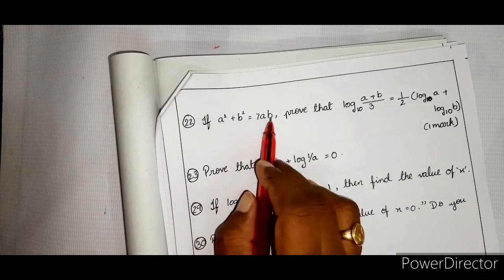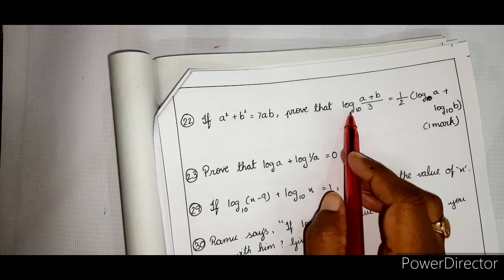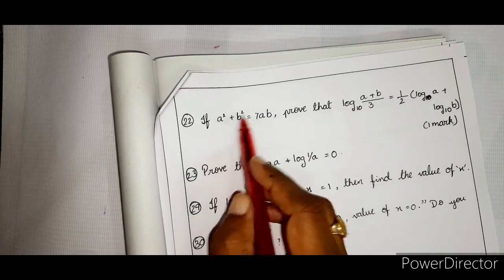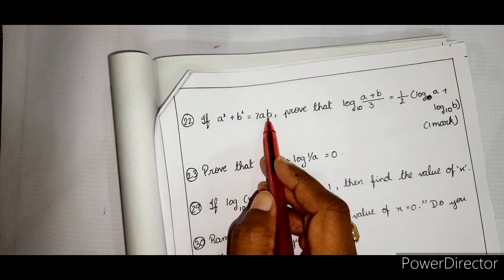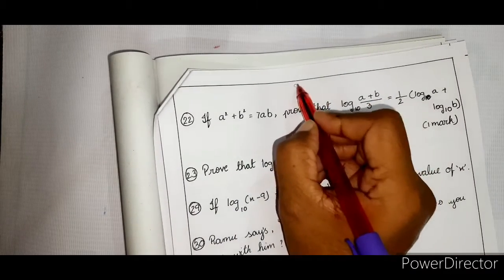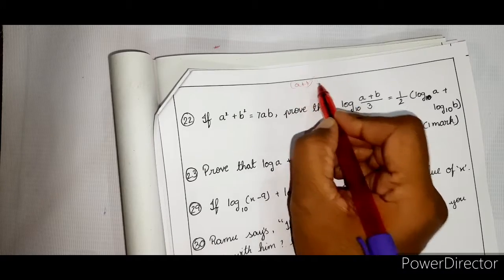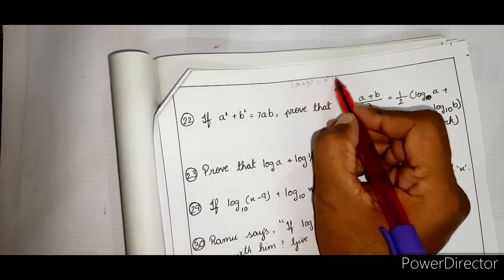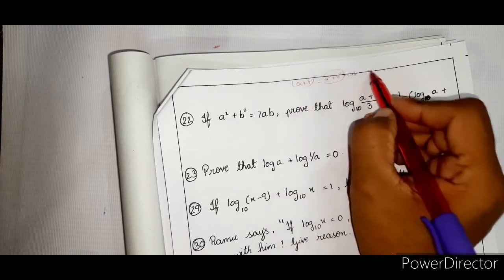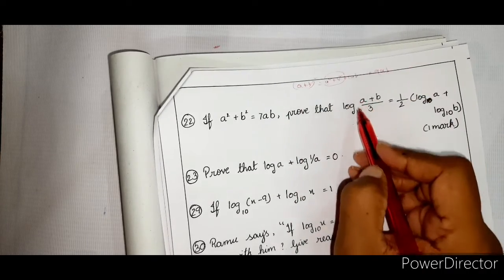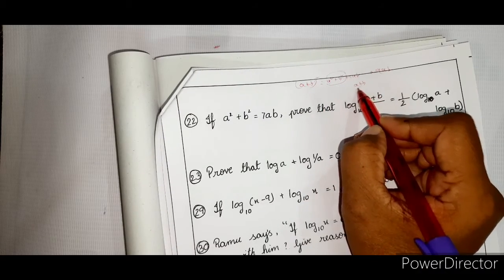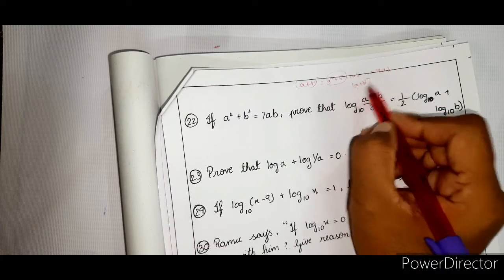A square plus b square is equal to 7ab. Prove that log of a plus b by 3 is equal to half log ab. So already a square term, b square term, ab term is there, and here a plus b is there. So what are you going to do? I am only giving the hint. A plus b whole square, you will be writing as a square plus b square plus 2ab. 2ab plus 7ab is equal to 9ab, is it not? So therefore you can write a plus b whole square by 9.